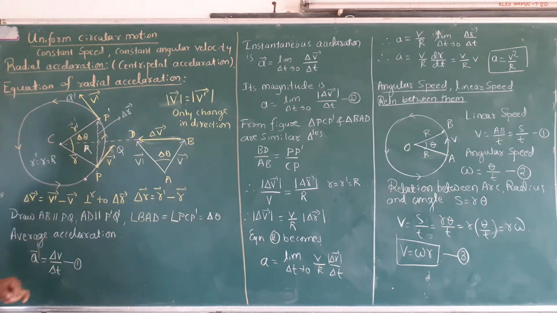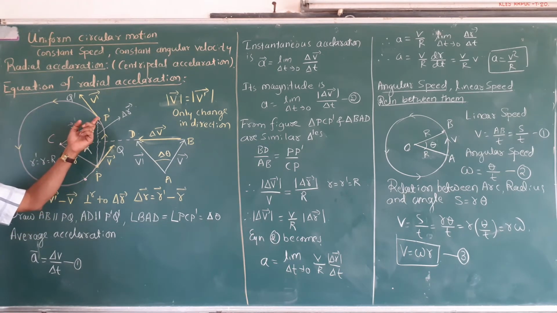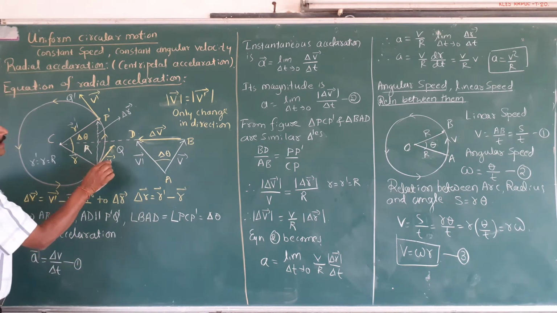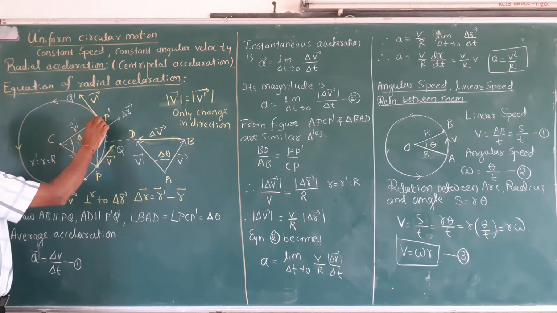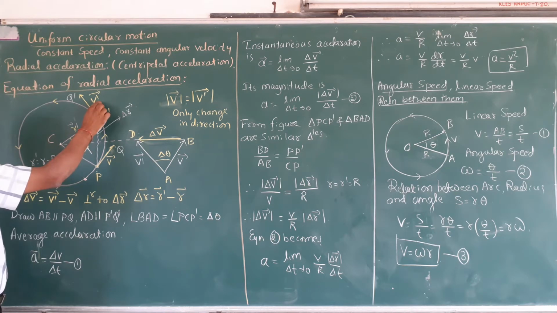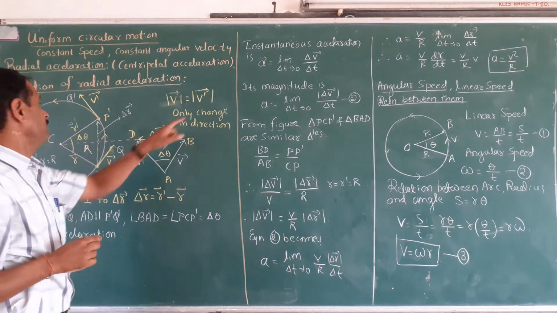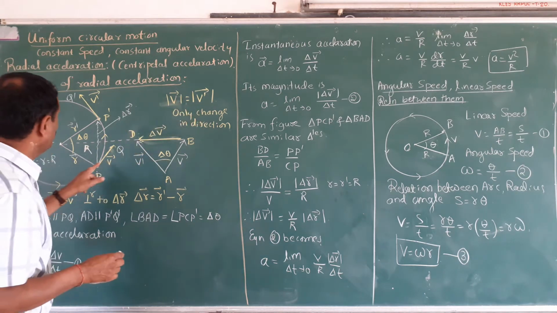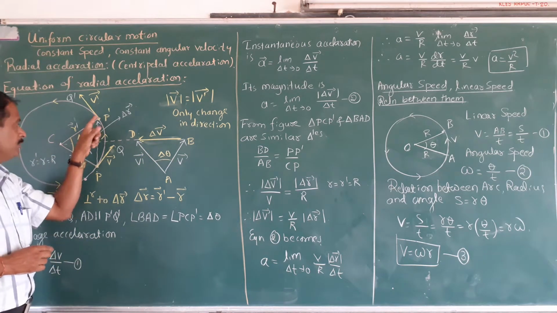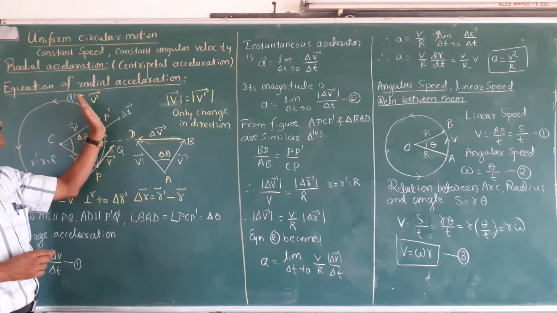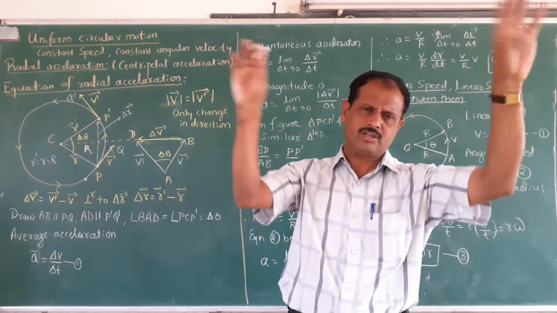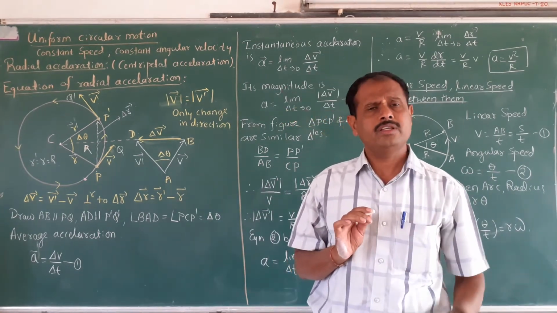Vector r dash minus vector r, when the particle is moved from point P to point P dash. At point P, the velocity is vector v. At point P dash, the velocity is vector v dash. But the magnitude is the same: the modulus of vector v and the modulus of vector v dash are equal. Suppose here it is 2 meter per second, and here also 2 meter per second. This is the direction of the initial velocity and this is the direction of the final velocity, but at any point the speed is the same. Only the direction changes.